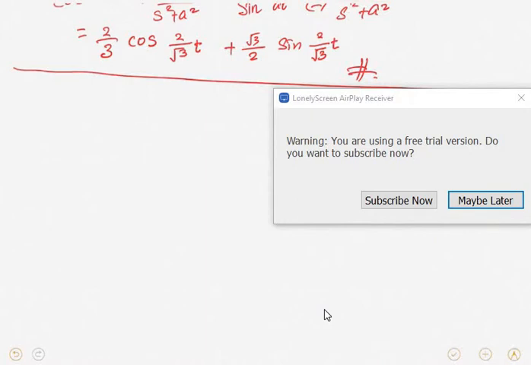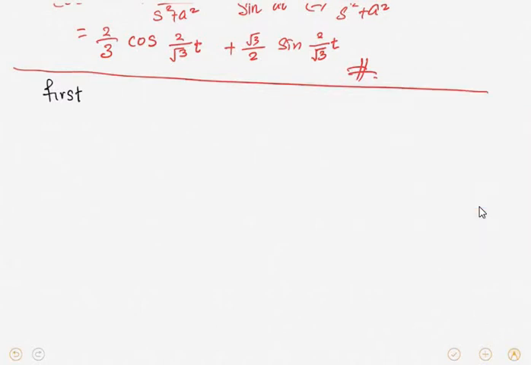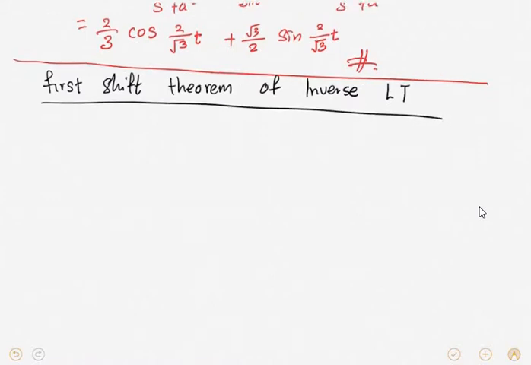Okay, so we look at an example for the first shift theorem of the inverse Laplace transform. Okay, now let's look at the example. Inverse Laplace transform of 3 over (2s minus 4) squared.